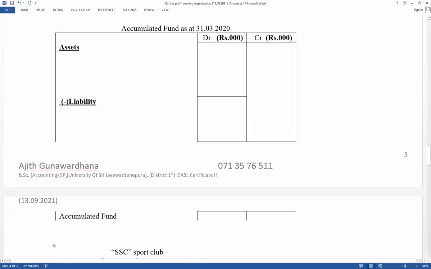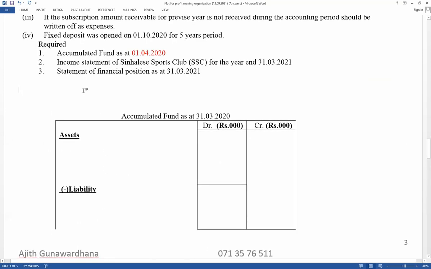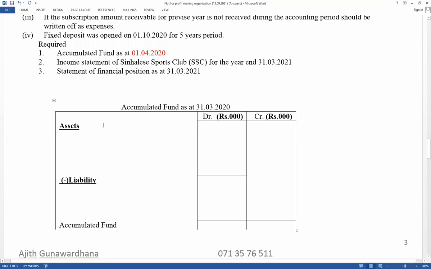On an accumulated fund, හොයන විදිය බලන්න. Assets minus liability. Assets minus liability equal equity. There's equity at 1st April 2020. Therefore, 1st April 2020 means opening balance. Opening assets minus opening liability should be included. Opening balances, assets minus liability. On an opening balance, assets minus liability equal equity.